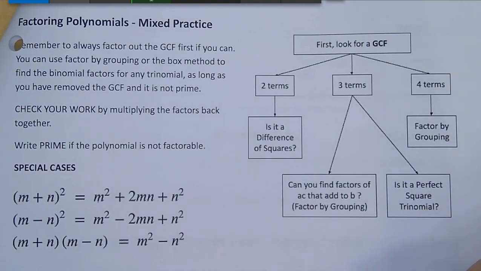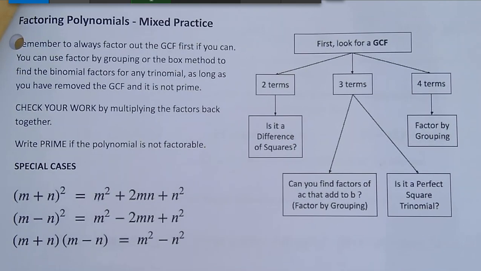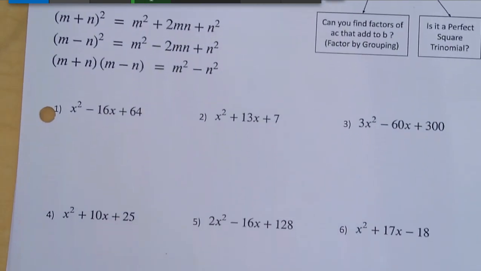If you have 4 terms, probably your best bet is to factor by grouping. And here, it could be 4 terms where the 2 center terms could actually be combined, but maybe it's already set up for you to factor by grouping, or you might have 4 terms that can't be combined. Okay. All right. Let's take a look.